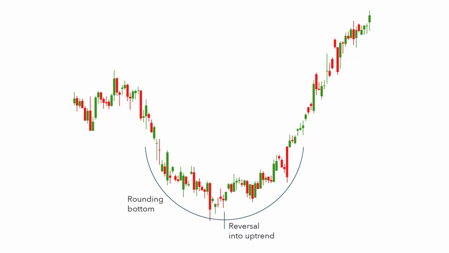The rounding bottom pattern forms at the end of a long downward trend, with the rate of the decline slowing down before the formation of this pattern. This pattern indicates a change in sentiment by traders from bearish to bullish. Although the pattern has a high success rate, it is significantly rarer than other chart patterns.